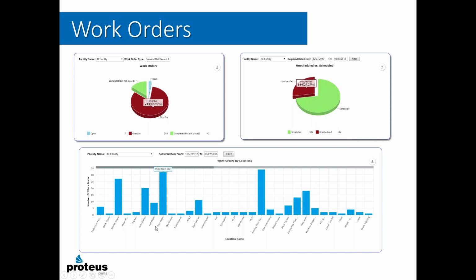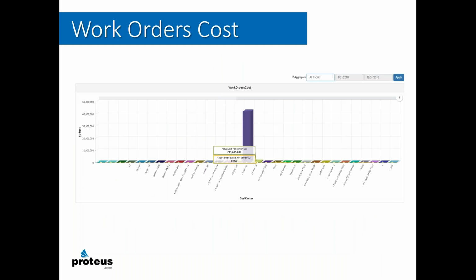And then we can look at work orders by location as well. The ability to see work orders where they are is something that is critical in knowing where your resources are and where they're being planned and used throughout the day.